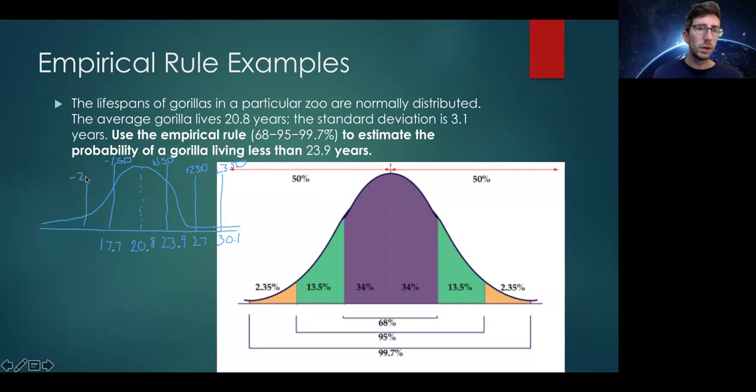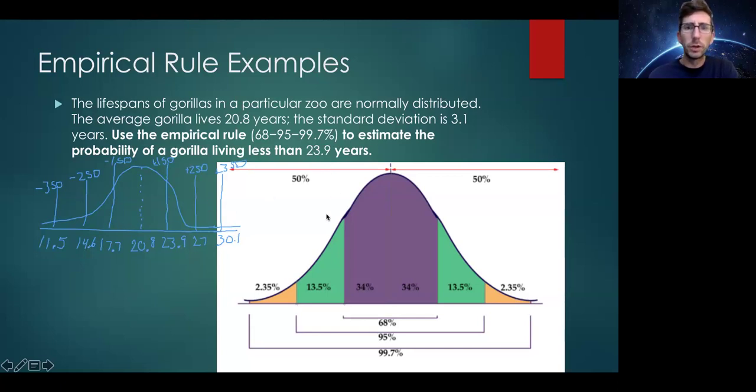This is 2 standard deviations below the mean. If I subtract 3.1 from 17.7, I'll get 14.6. And then lastly, -3 standard deviations below our mean. Just subtract 3.1 again, and I'll get 11.5. Okay, so we've drawn our distribution.